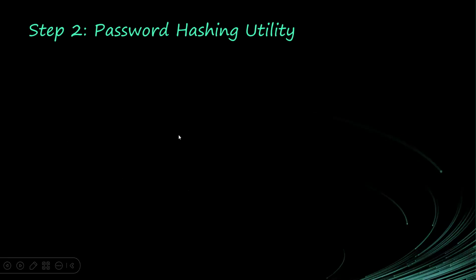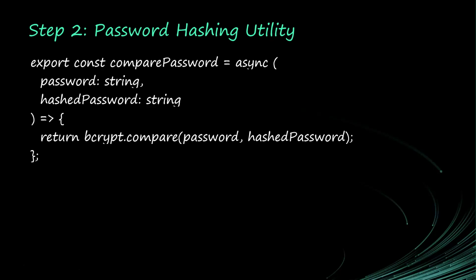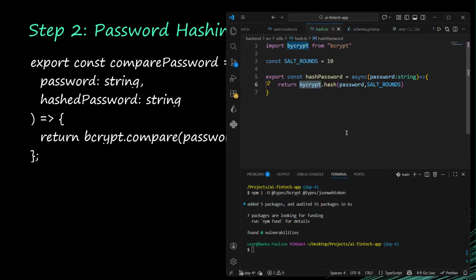Now, inside the hash.ts file, we also need to create another function. This function is going to be used to compare. When we hash the password during sign up, then during login we also need to compare, because the user will give us their password in plain text. When they give us their password in plain text, we need to compare it with the password that we have from our database. So we are going to use this function to compare.